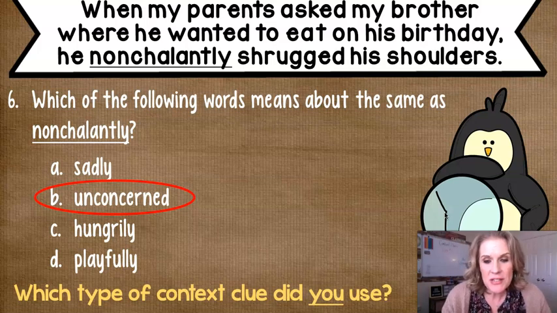Which type of context clue did we use? We used clues from the text and we made an inference that nonchalantly means about the same as not caring, being unconcerned.